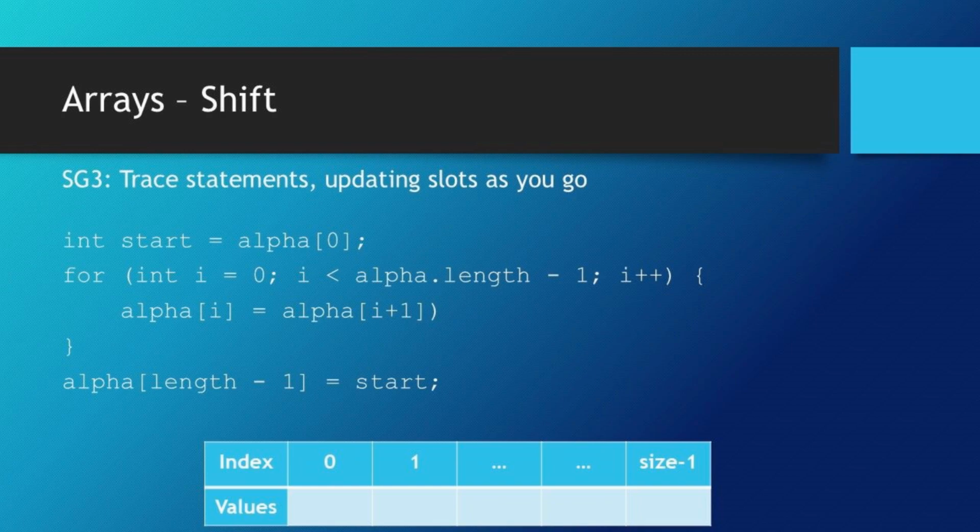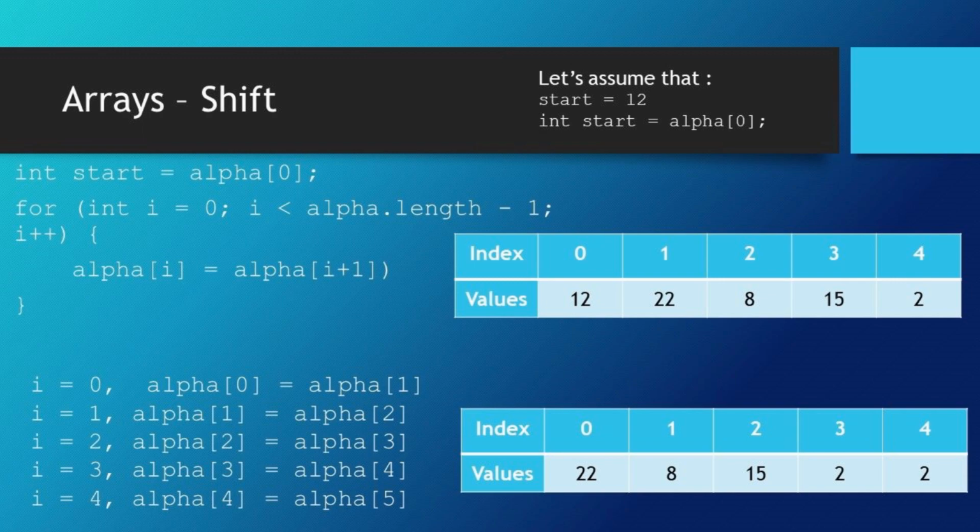For subgoal 3, we trace the statements, updating the slots as we go. Let's trace it with a sample array. The first statement is the integer variable start, which receives the value at alpha sub 0, which is 12, so 12 is assigned to the variable start.